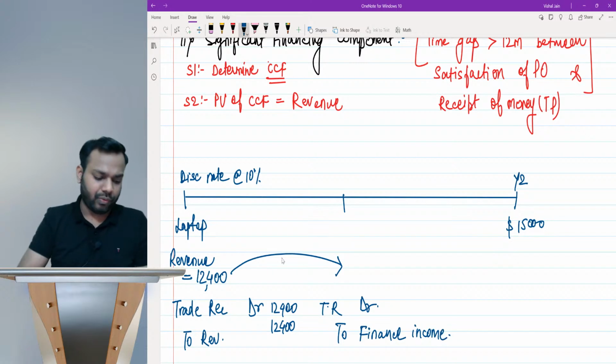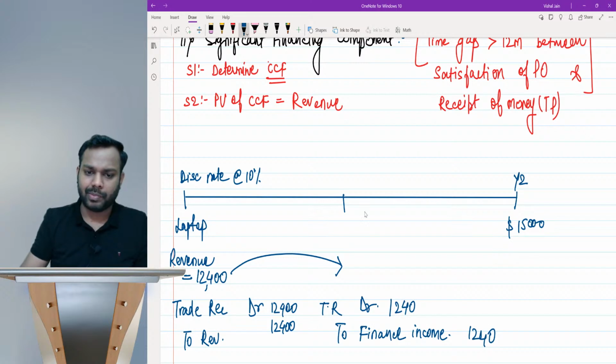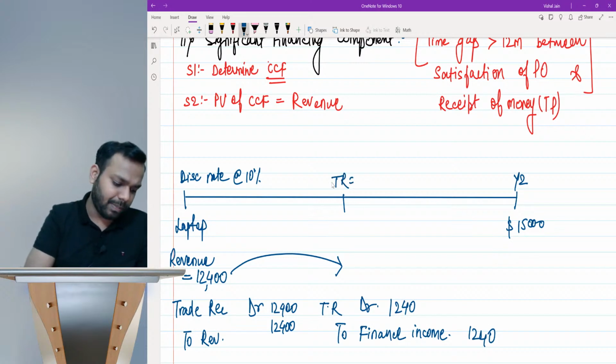How? 12,400 multiplied by 10% is 1240. Now what is the balance of trade receivables? Trade receivable balance becomes how much? 12,400 plus 1240 is 13,640.